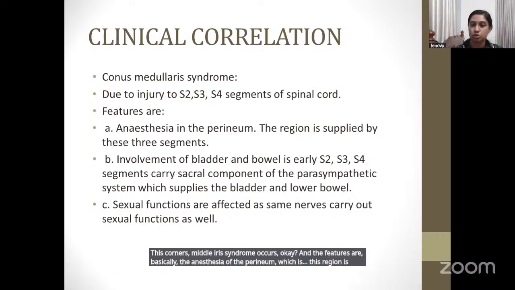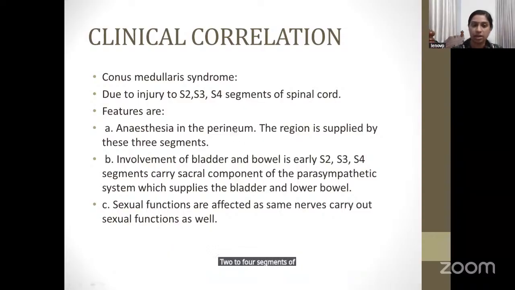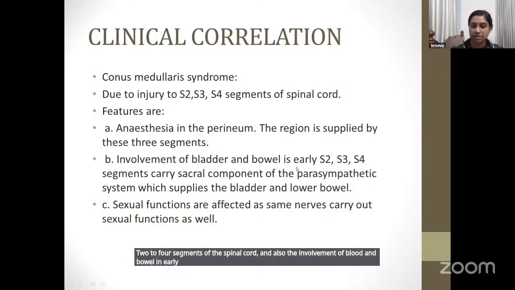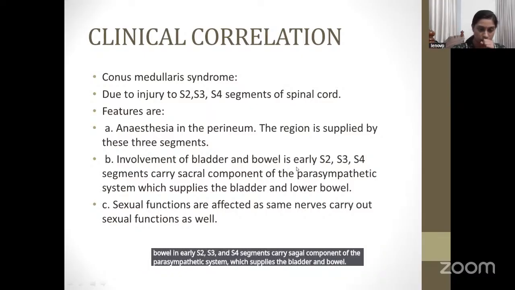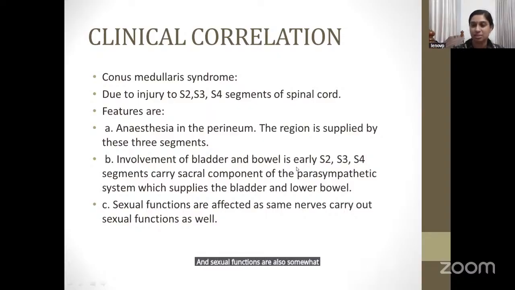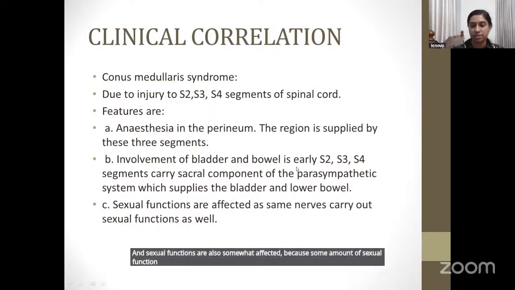The features are basically the anesthesia of the perineum, which is supplied by the sacral 2 to 4 segments of the spinal cord, and also the involvement of bladder and bowel early. S2, S3 and S4 segments carry the sacral component of the parasympathetic system, which supplies the bladder and bowel. And sexual functions are also somewhat affected because some amount of sexual function is carried out by these S2 to S4 segments.